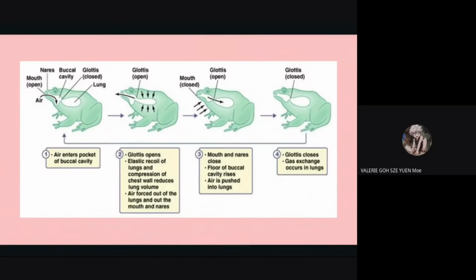Here is the process of frogs breathing. The air enters the pocket of the buccal cavity, then the glottis opens. Elastic recoil of the lung and compression of the chest wall reduce lung volume, and the air flows out of the lung and out the mouth and nares. Mouth and nares close, and the floor of the buccal cavity rises. Air is pushed into the lungs, and then the glottis closes and the gas exchange occurs in the lungs.